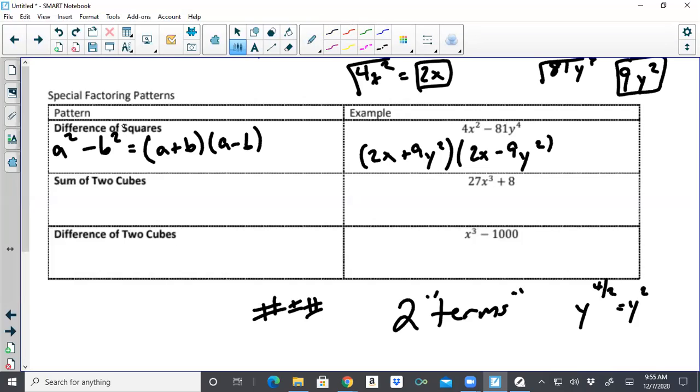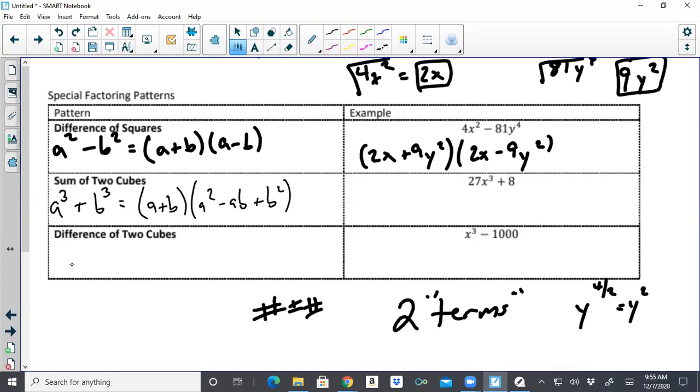All of these work the same way. You just have to recognize if they're squares or cubes. So you either have to be able to take the square root of them or the cube root of them. All right. So this one, the sum of two cubes, sum obviously means plus. So if you recognize something to be a perfect cube plus something else that is a perfect cube, this formula is a little bit different. It looks like this. It's a plus b, and then a squared minus ab plus b squared.